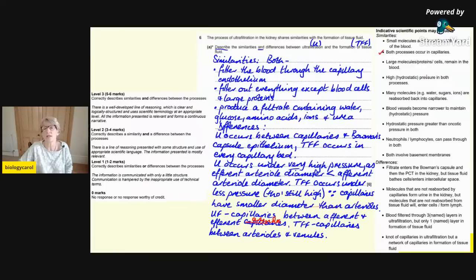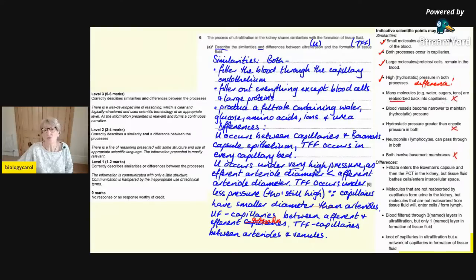So I want to just talk through these. I got this one, both occur in capillaries, but large molecules, proteins and cells remain in the blood, and small molecules are filtered out: glucose, amino acids, ions, etc. I also hit the high hydrostatic pressure in both, even though I talked about it as a difference, because I really want to emphasize how much higher the pressure was in the Bowman's capsule. It's why it's called ultrafiltration. Ultra meaning lots of, or under high pressure, extreme circumstances.